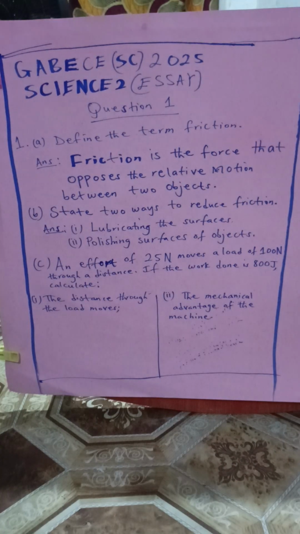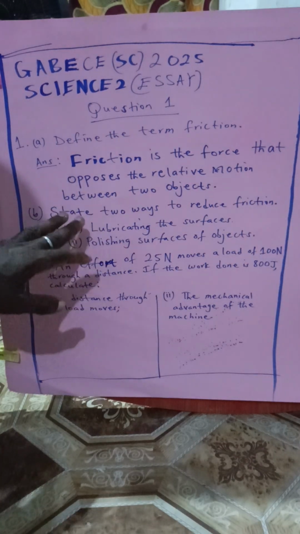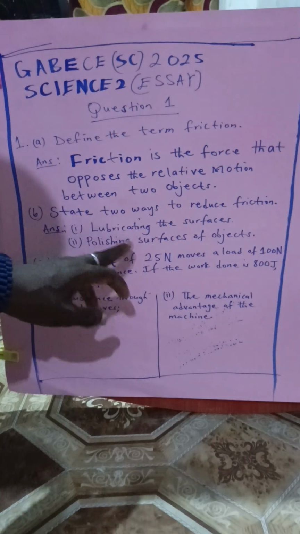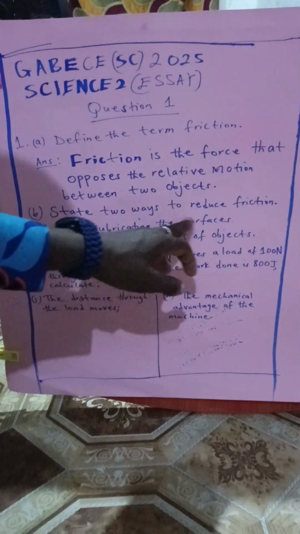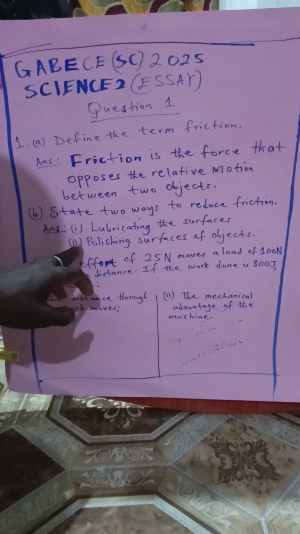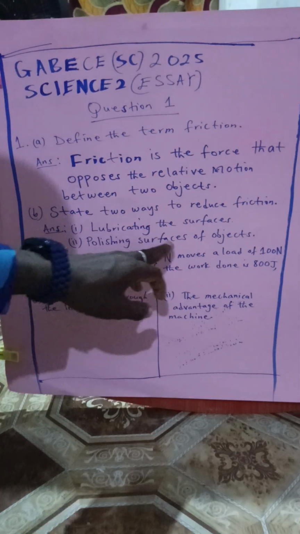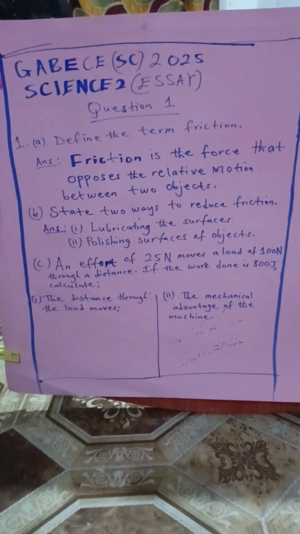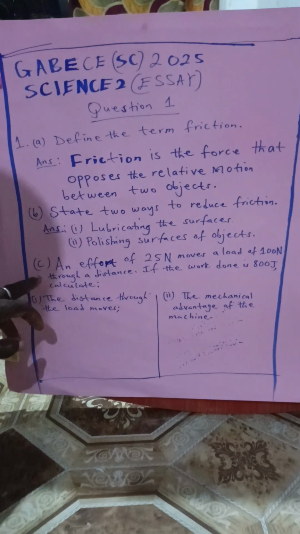By using smooth surfaces, streamlining shape of objects, polishing or powdering surfaces. So here the answers that we have, though you are asked to give only 2. If you want, you write lubricating the surface, it's the same as oiling. Roman figure 2, polishing surface of objects. So these are the 2 methods. There are more than this, but these are the ones we list here.